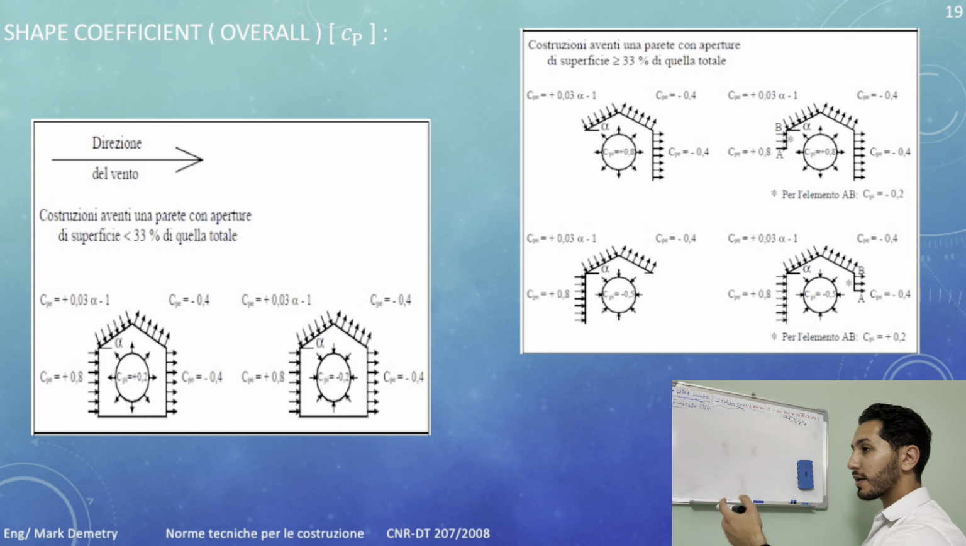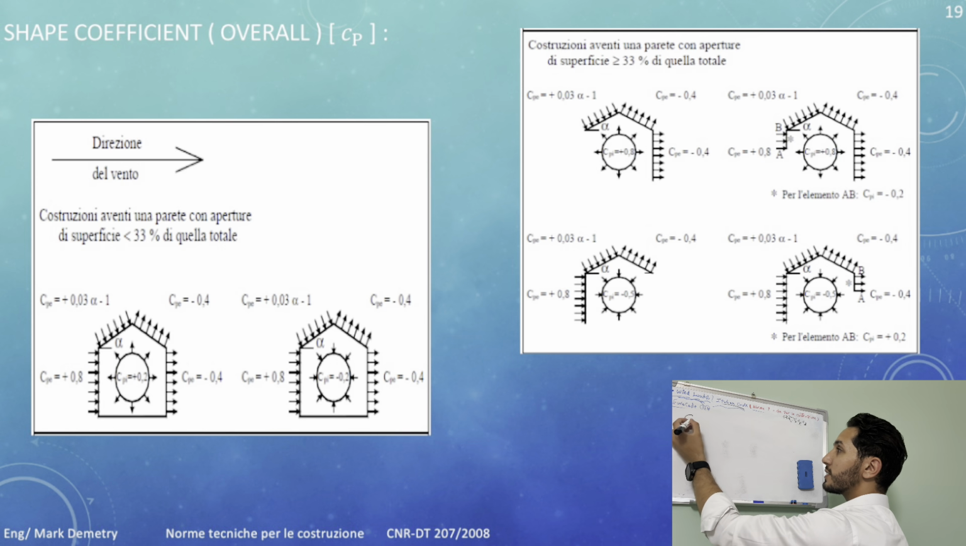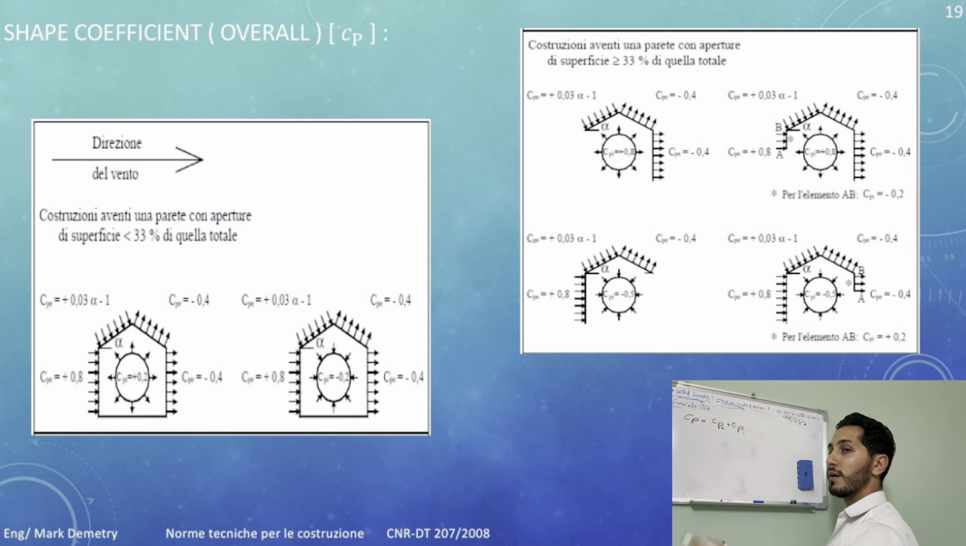So after calculating the internal and the external, you need to understand that CB is equal to CBE plus CBI, okay? The external plus the internal. You take them with respect to the signs. So for example, you can see in the figure in front of you that we have a different situation where the wind is acting from this side, the wind is acting from this side in here, and these values are positive 0.8, and this is 0.03 alpha minus 1, and so on, and this is minus 0.6, I guess, and this one also.